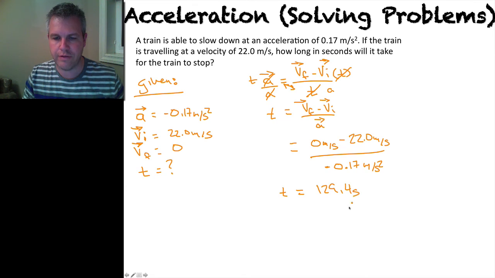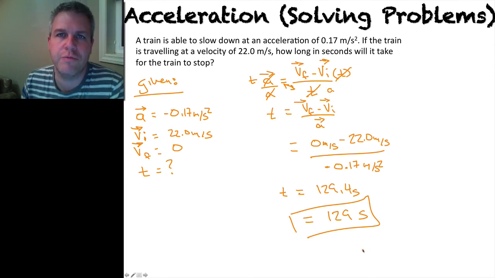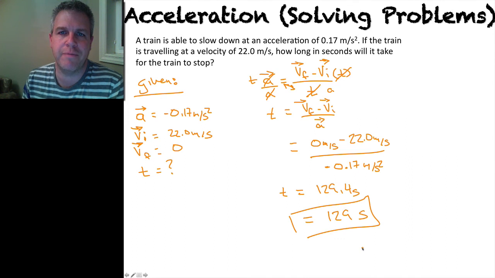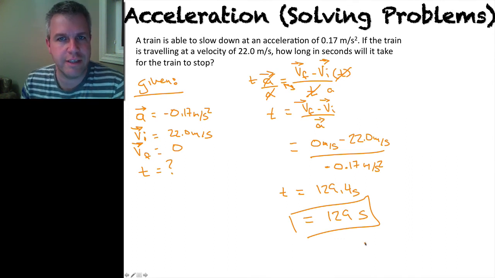129.4 seconds, so 129 seconds. So it does take just a little bit over 2 minutes for a train to stop that's traveling 22 meters per second initially. So that's again how we solved it.